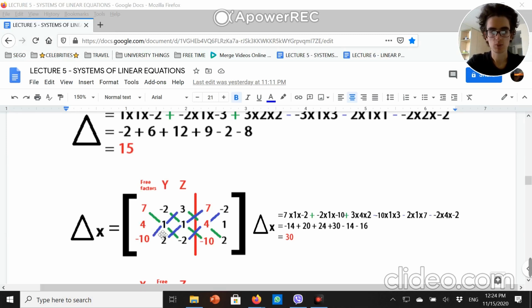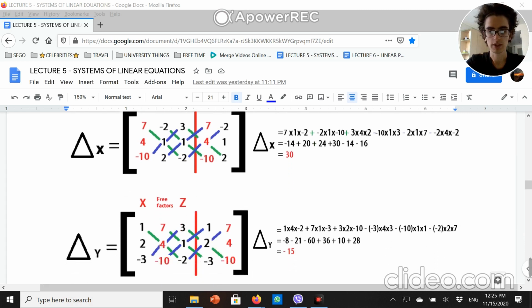So 7 times 1 times negative 2 plus negative 2 times 1 times negative 10 plus 3 times 4 times 2 minus negative 10 times 1 times 3 minus 2 times 1 times 7 minus negative 2 times 4 times negative 2, which is exactly what we wrote here. And now when we solve this and simplify it, we would get negative 14 plus 20 plus 24 plus 30 minus 14 minus 16, which would give us 30. So that's the value of our delta x.